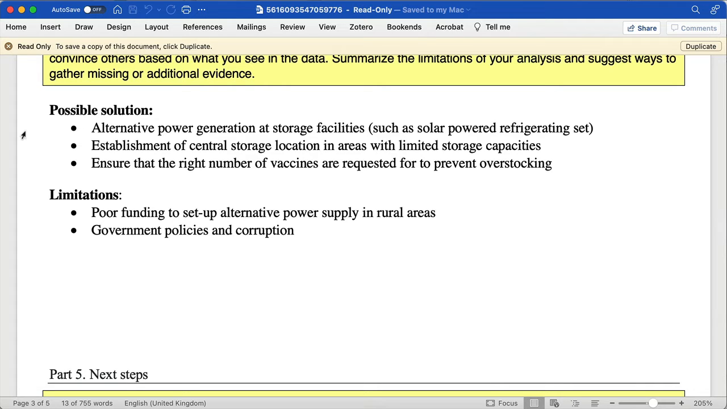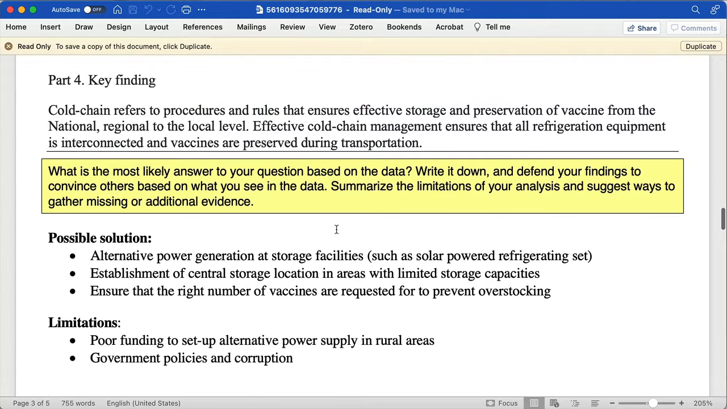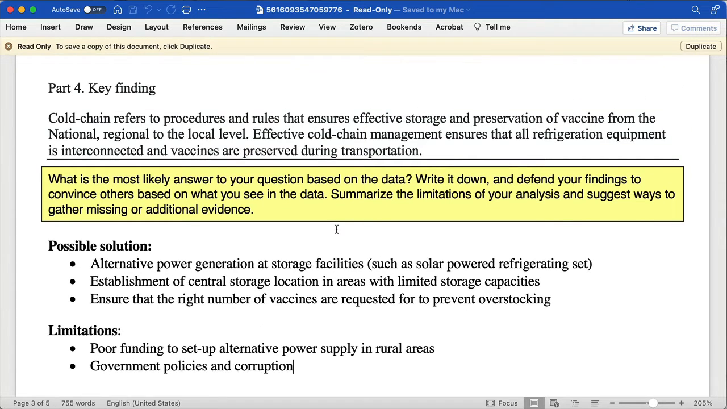Here are 3 solutions, and then here are limitations, poor funding, right. What we don't have is what we expect from situation analysis, which is why. Answering why there are these problems. Because to know whether an alternative power generation could help, such as a solar-powered refrigerating set, we need to know, does that address the root cause?